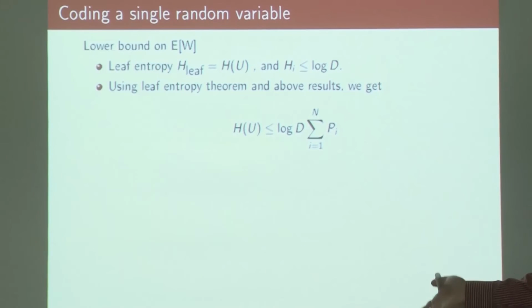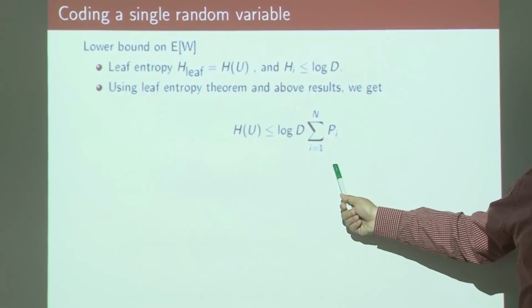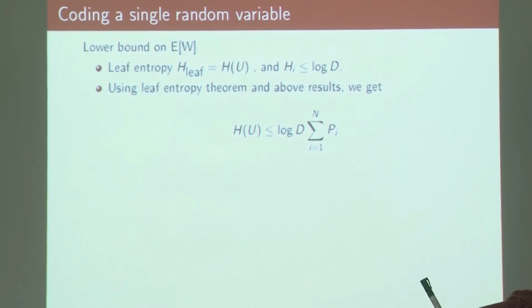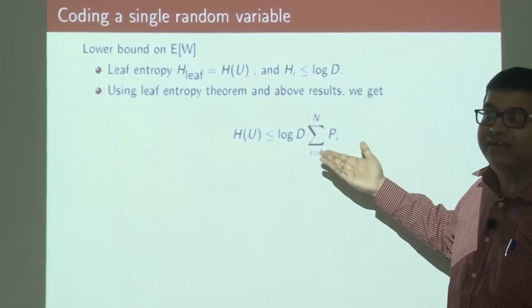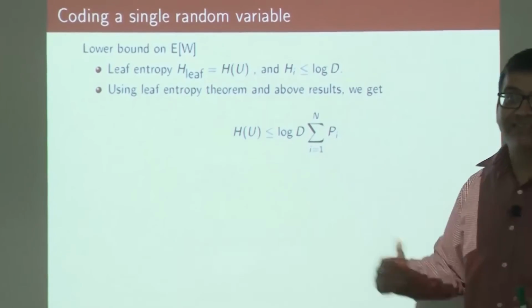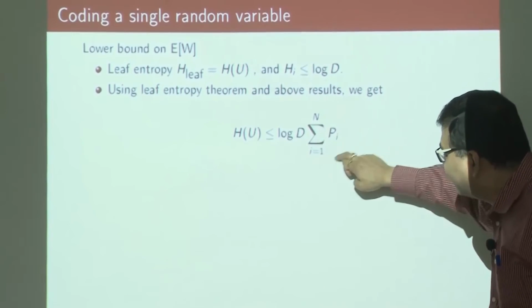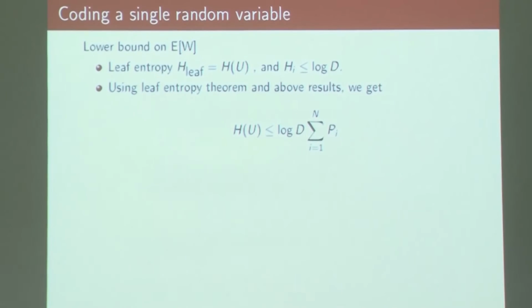Average depth of the code word leaves from the path length lemma. This is nothing but the average depth of the leaves, and what are there in the leaves? Those are my code words. So, this is my expected code word length. You understand what I am saying? So, from the path length lemma, this is the expected value of w.